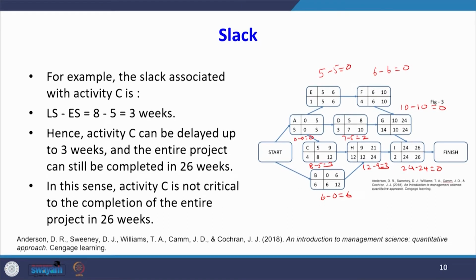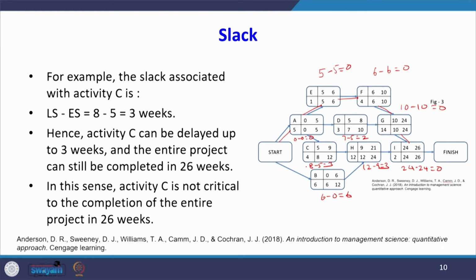For example, activity A has 0 slack, that means this activity cannot be delayed. Similarly, activity E. I am connecting all the activities which have 0 slack. So, here is 0 slack. Activity F also has 0 slack, activity G also has 0 slack, activity I also has 0 slack. If you connect all the activities which have 0 slack, that path is nothing but the critical path.